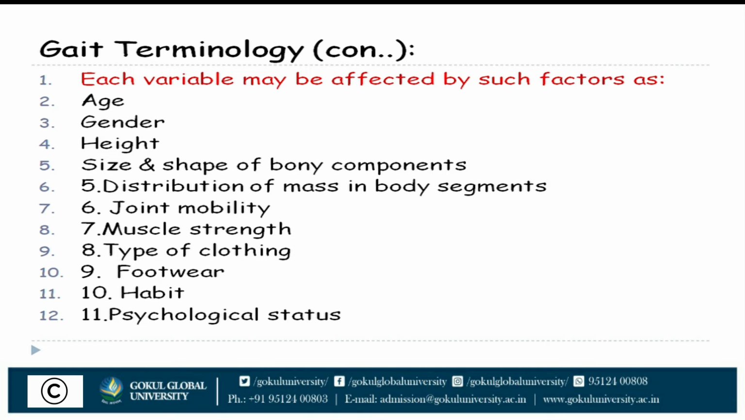In gait terminology, these variables may be affected by factors such as age, gender, height, size and shape of bone components, distribution of mass in body segments, joint mobility, muscle strength, type of clothing, footwear, habit, and psychological status. These are the factors which affect gait terminology or the gait cycle.